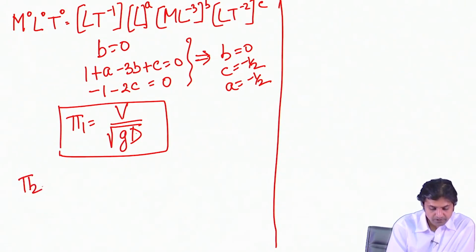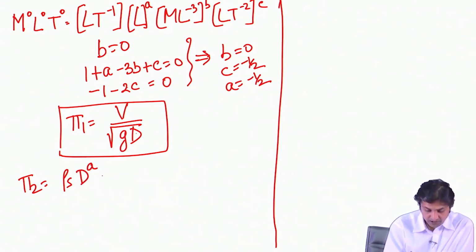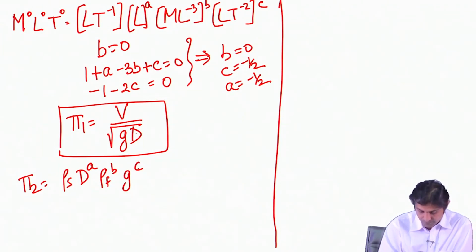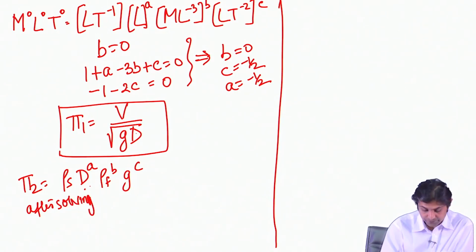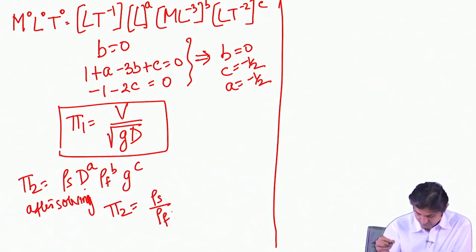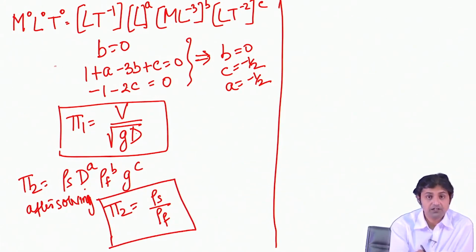The second, pi 2, will be the second non-repeating variable, which was rho s, and similarly the repeating variables will remain the same: d to the power a, rho f to the power b and g to the power c. If we solve, after solving we can simply get pi 2 is equal to rho s by rho f. You can solve this using the same procedure given here.